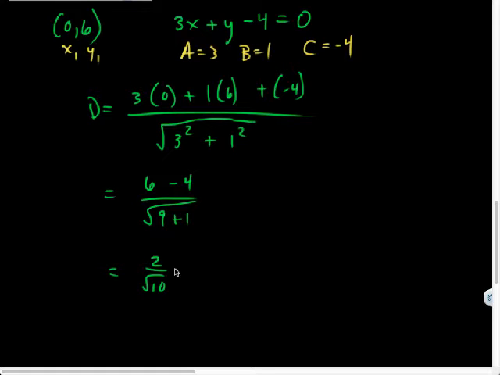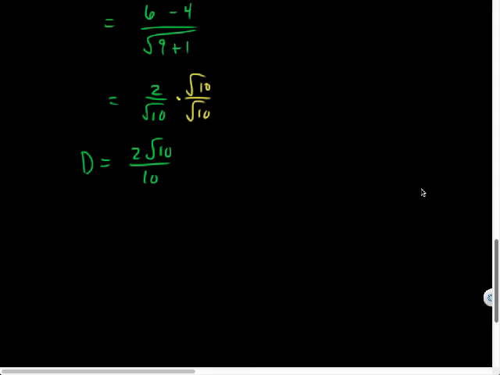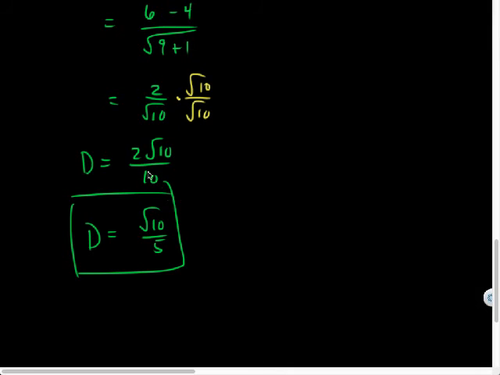Oh, we would never leave it that way. Multiply by rad 10 over rad 10, and I would get distance is equal to 2 square roots of 10 over 10, like so. Simplify. Oh, I didn't even check. That's mistake number 2, but that's fine. Square root of 10 over 5. There we go, because the 10 and the 2 partially cancel, like so.